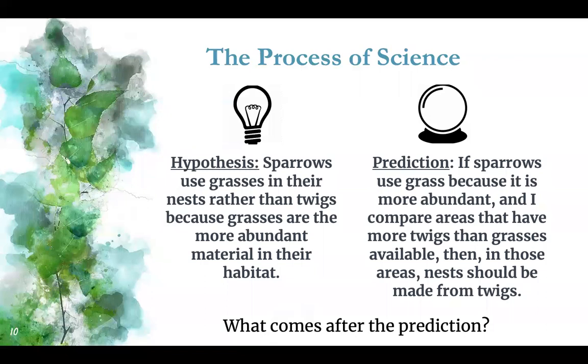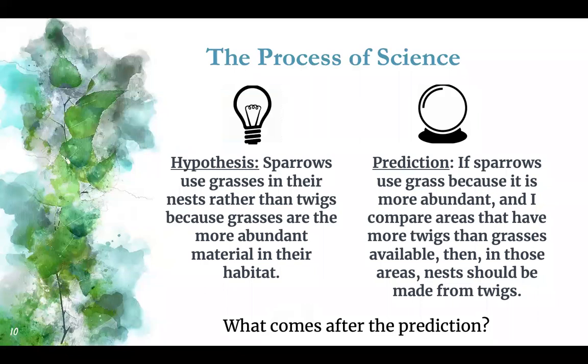Now, let's say I am going to research this. What I would do is go into habitats that have mostly grass and look at what the nests are made of. Then I would go into areas with mostly twigs and look at what the sparrow nests are made of. Okay, observational study.